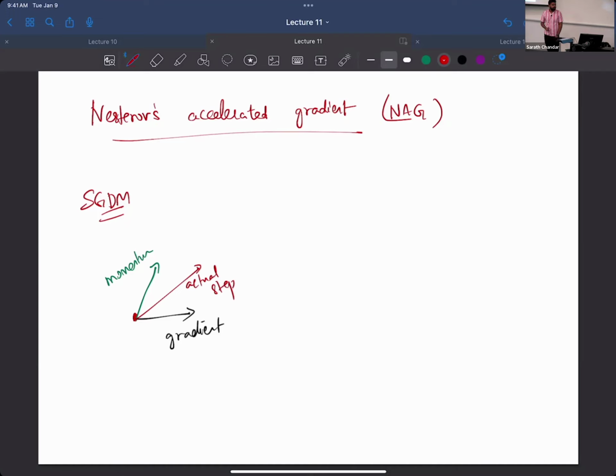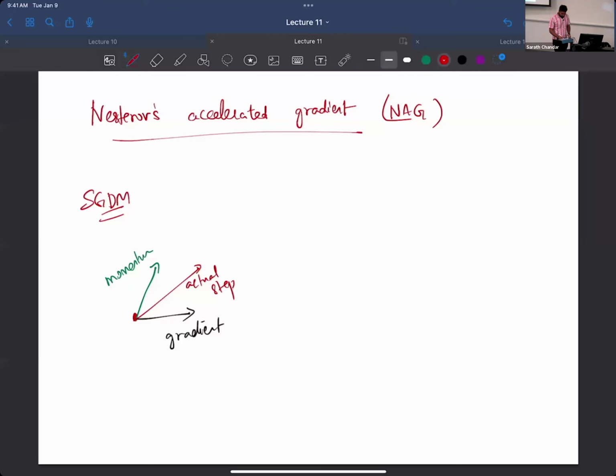Now, here is the thing. Even before computing the gradient, you already have the momentum information, because you are storing the momentum at every time step. So instead of computing the gradient from here, I can compute the gradient from here, because I know I'm going to take the step. So I can compute the gradient from here and use that gradient here. This is a really smart choice which helps you to look ahead and optimize.